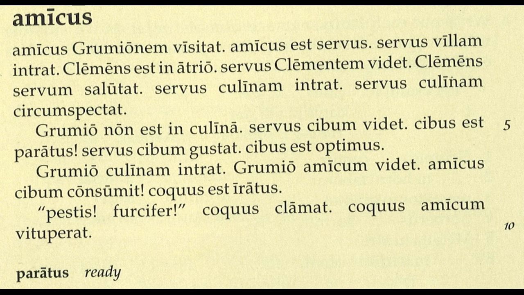Grumio culinam intrat. Grumio enters the kitchen. The kitchen is the thing being entered. Grumio is the one doing the entering. Grumio amicum videt. Grumio sees his friend. The friend is the accusative object. He's the one being seen. Amicus cibum consumit. The friend is eating food. Coquus est iratus. The cook is angry. Pestis! Furcifer! coquus clamat. Coquus amicum vituperat. The cook is the subject nominative. Amicum here is the accusative direct object. He's the one being cursed. The cook is the one doing the cursing.